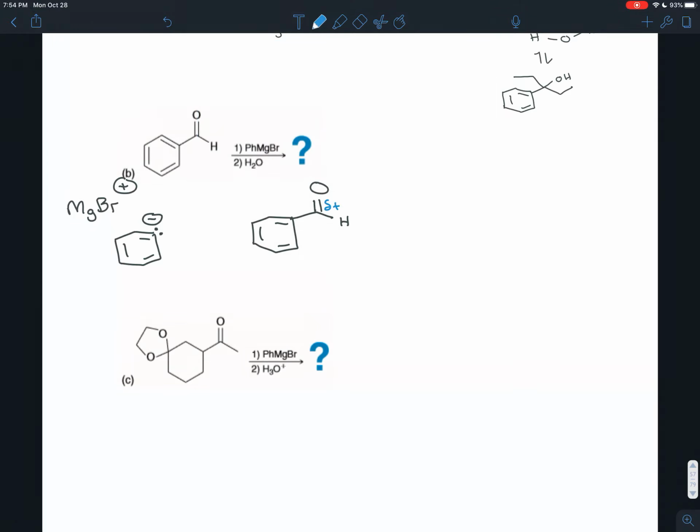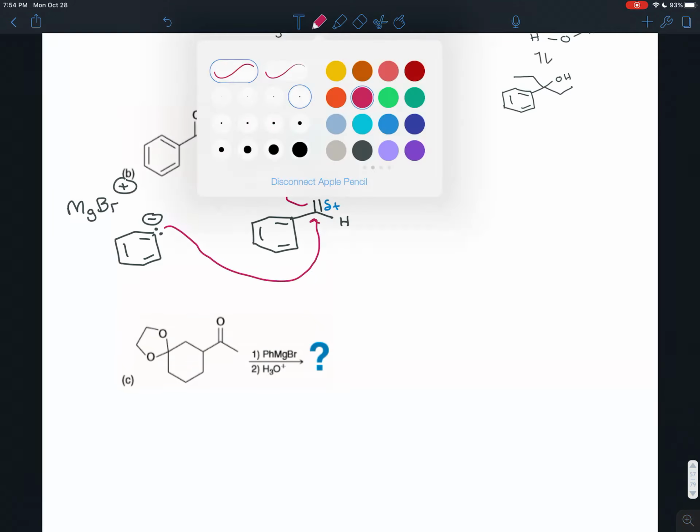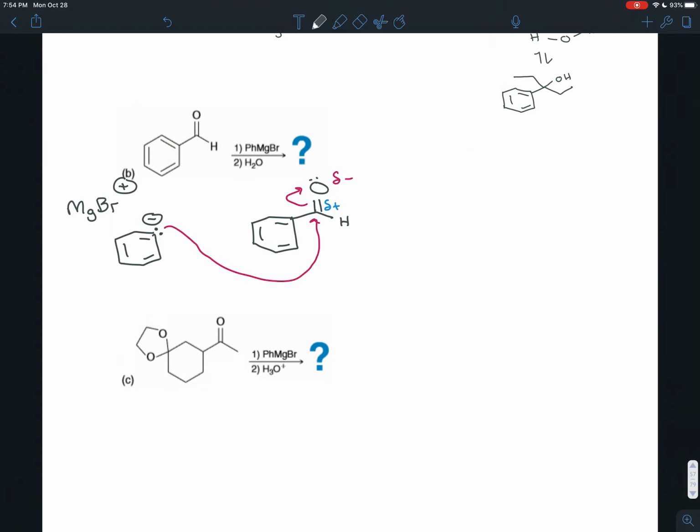So the carbonyl carbon is slightly positive because it's losing electron density to the oxygen, which is slightly negative. This carbon nucleophile can attack the carbonyl carbon, kick the pi electrons onto the oxygen. That oxygen had 2 lone pairs. Now it's going to have 3.